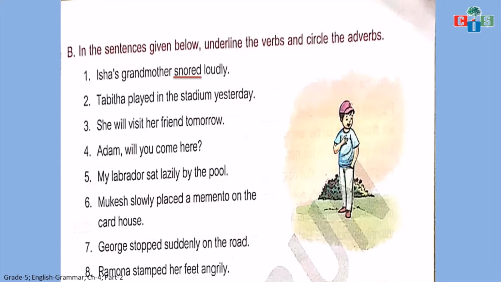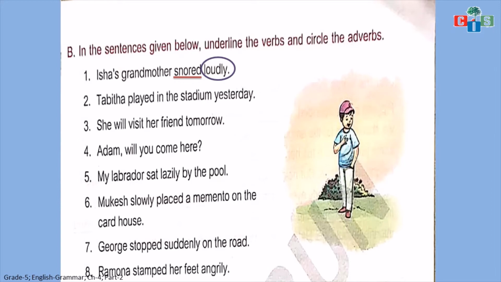So what we have to do? We have to underline the verb. And how did that action take place? Loudly. How did she snore? She snored loudly. So what do we have to do with adverbs? We have to circle the adverbs. So our first sentence is done.